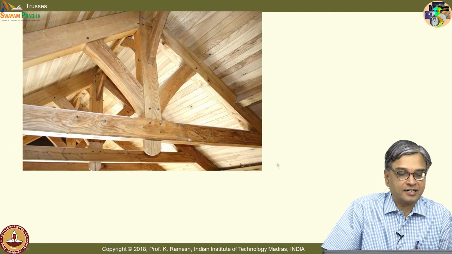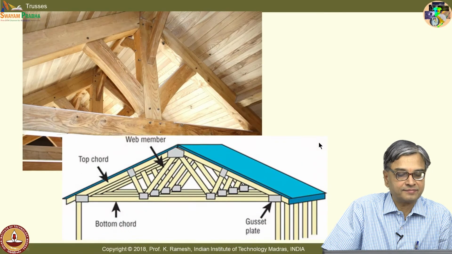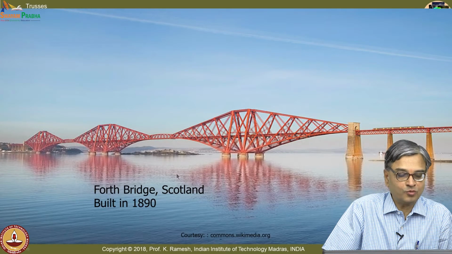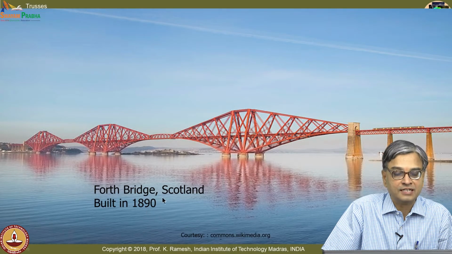You had trusses made by carpenters, and a truss looks like this. They also call the joining of these members using a gusset plate. And this is one of the oldest truss bridges that I could access. This was built in 1890. You know, we had seen the Eiffel Tower, it was built in 1889. It's before that.